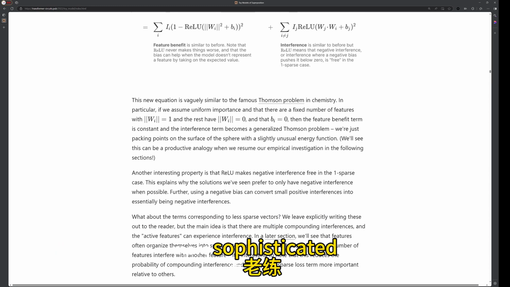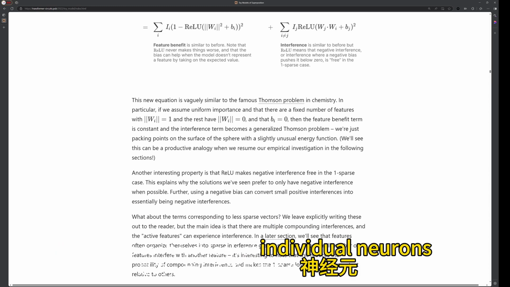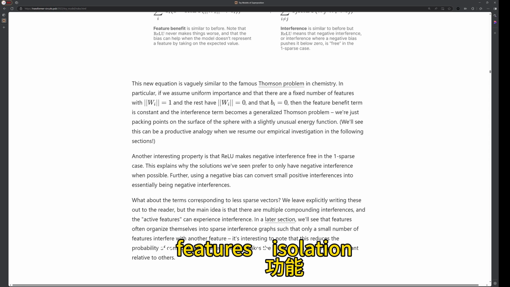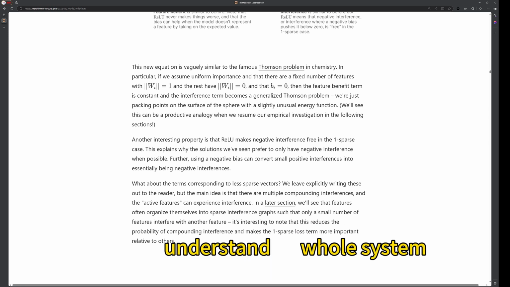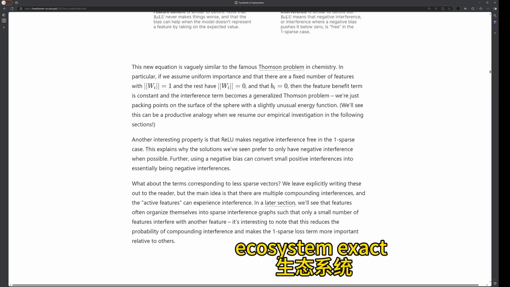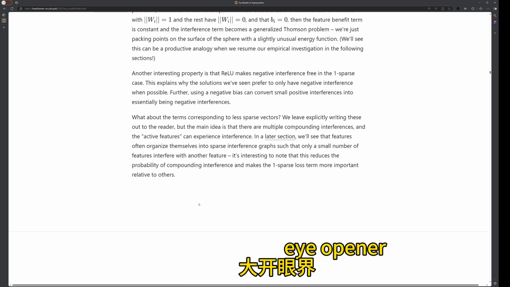More sophisticated. We can't just look at individual neurons or features in isolation. We need to look at the interplay. We need to understand the whole system, the whole ecosystem. Exactly. This has really been an eye-opener.